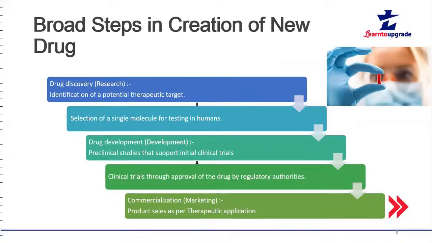Now, broad steps in the creation of a new drug. The same steps I just mentioned are here too. There is drug discovery research, where we identify the potential therapeutic target. What is the particular target? We also get a particular lead molecule from that target during our drug discovery. Then we go to the next phase of testing in animals. If that's successful, then we go for testing in humans.